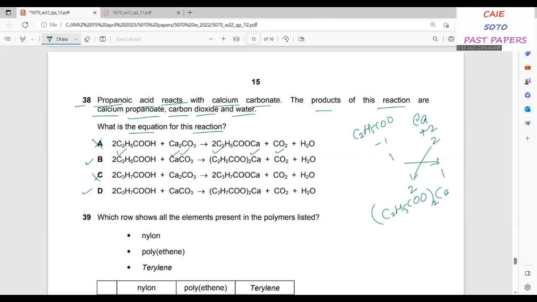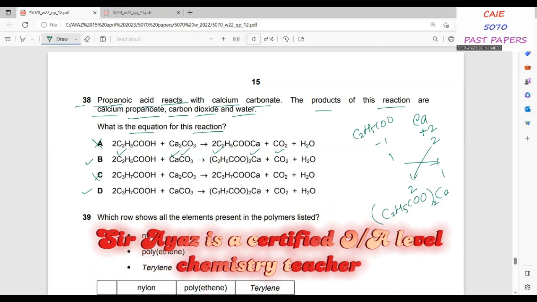What about hydrogen? 5 plus 1 is 6, 6 times 2 is 12. So there must be 12 hydrogen on the product side. 5 times 2 is 10, 10 plus 2, 12. So hydrogen is also balanced. What about oxygen? Oxygen is 2 times 2, 4, plus 3 is 7. Here 2 times 2, 4, plus 2, 6, 6 plus 1, 7. So oxygen is also balanced. This looks correct to me. So B must be the right answer in this case.